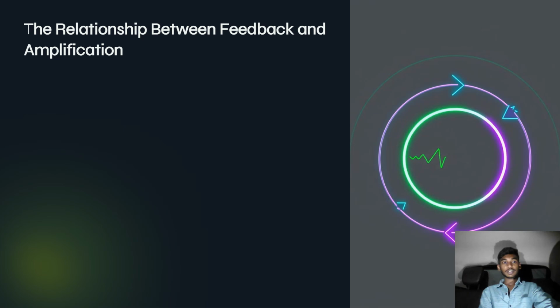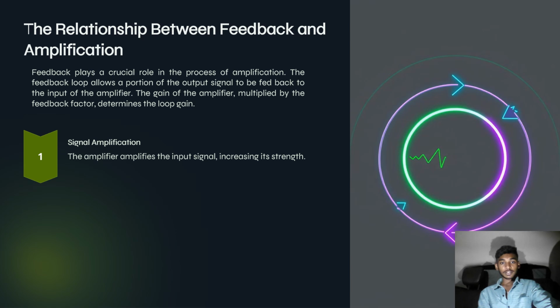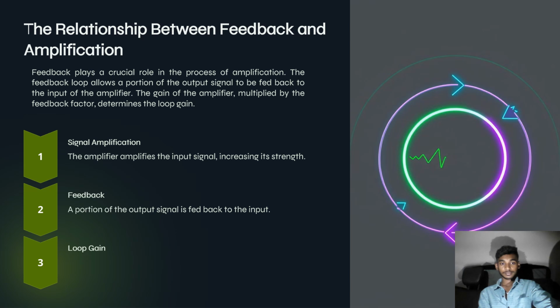The relationship between feedback and amplification. Feedback plays a crucial role in the process of amplification. The feedback loop allows a portion of the output signal to be fed back to the input of the amplifier. The gain of the amplifier multiplied by the feedback factor determines the loop gain. Signal amplification. The amplifier amplifies the input signal, increasing its strength. Feedback. A portion of the output signal is fed back to the input. Loop gain. The gain of the amplifier multiplied by the feedback factor determines the loop gain.